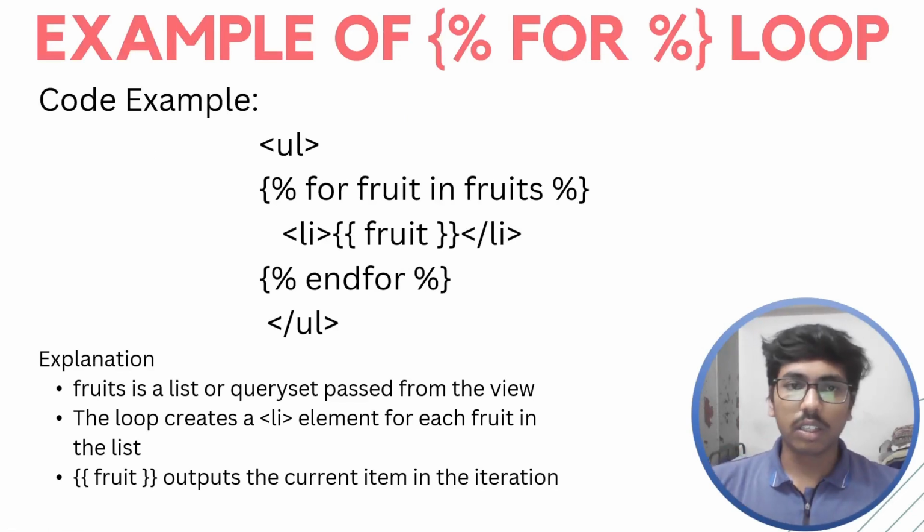This is an unordered list. I'm calling the for loop, for fruit in fruits. I'll be explaining in detail how the for loop works in a program. So this is the basic syntax. We are starting the for loop and ending it.